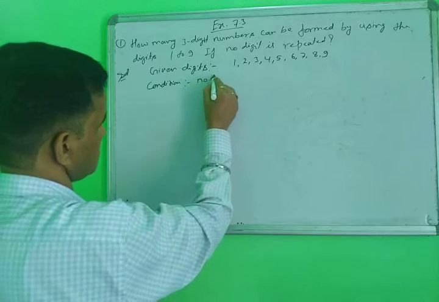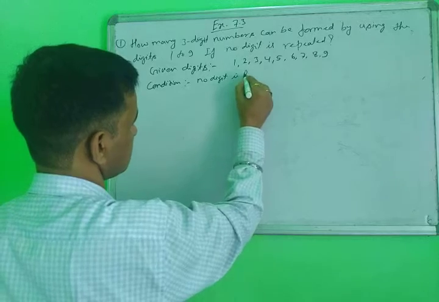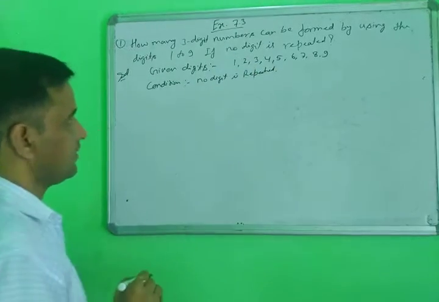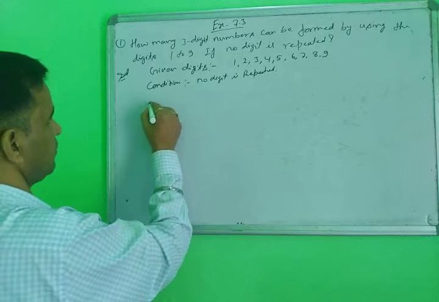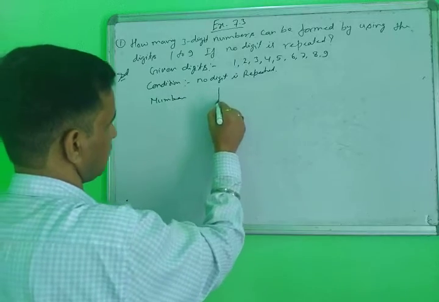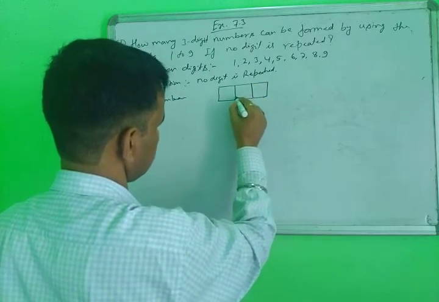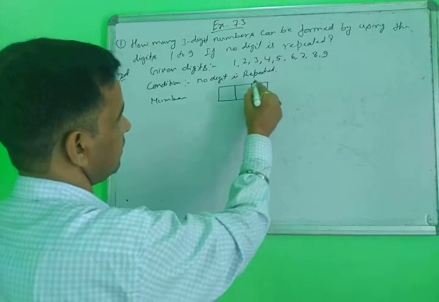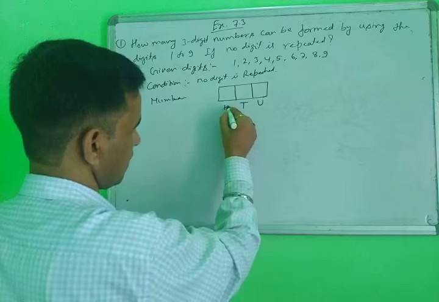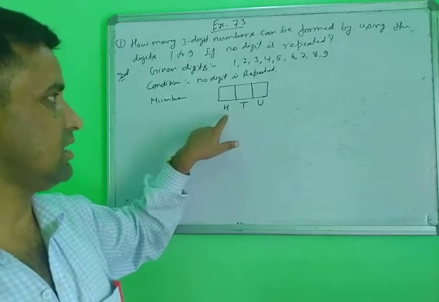The second condition is that no digit is repeated. Then a number will be formed here. Three-digit numbers here, first, second, and third. So this is the unit place, tens place, and hundred place.